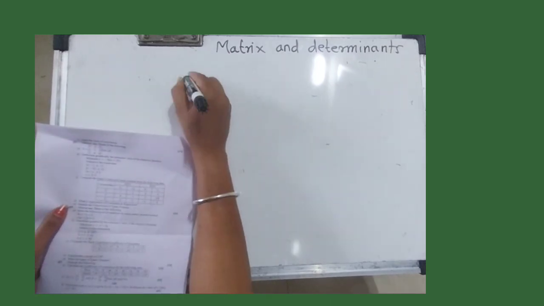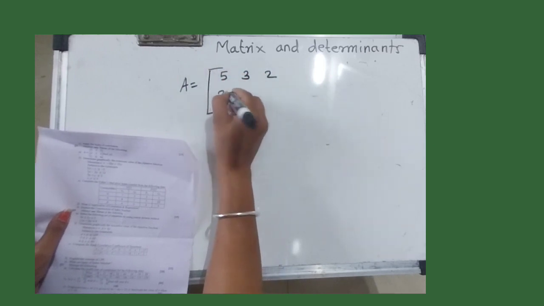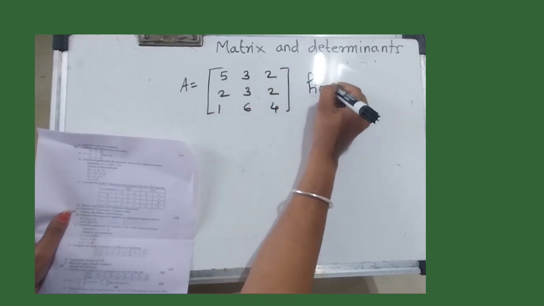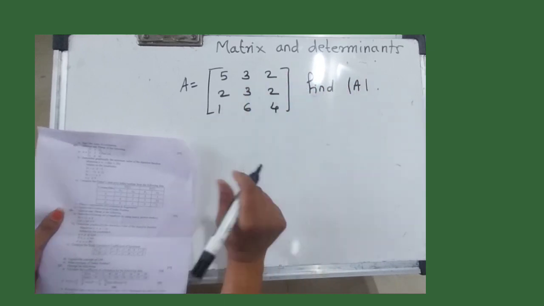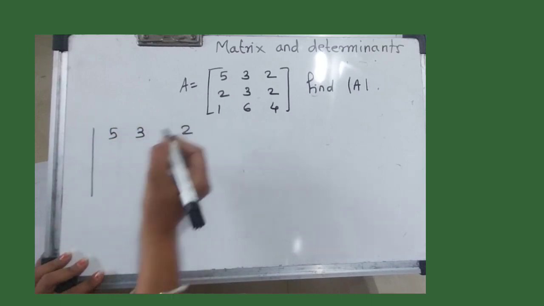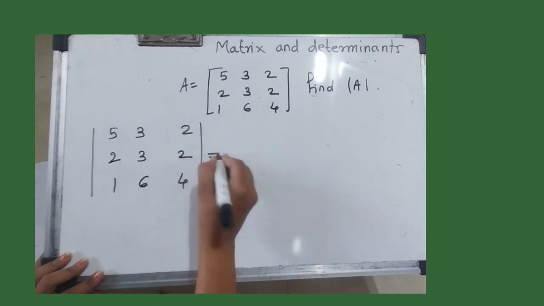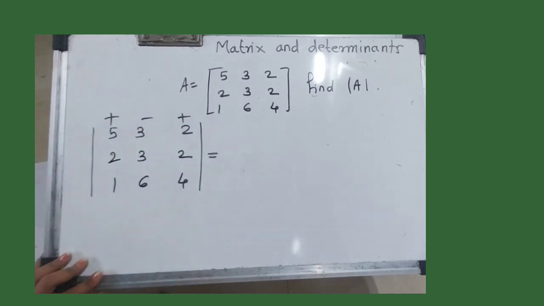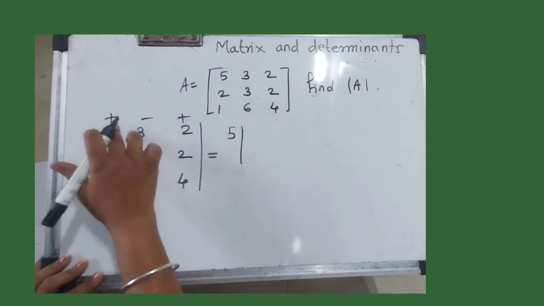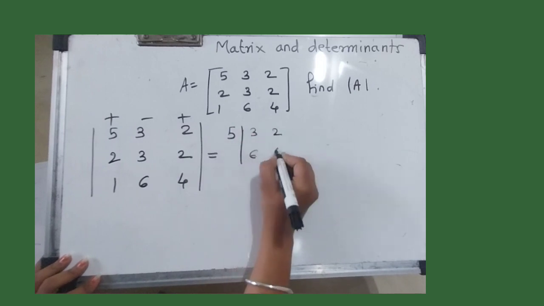They ask A equal to the given matrix 5, 3, 2, 2, 3, 2, 1, 6, 4. What we have to find here? Find determinant of A for 4 marks. Okay. Take the determinant 5, 3, 2, 1, 6, 4. Okay. Plus, minus, plus. 5 into. Drop this column, drop this row. 3, 2, 6, 4.